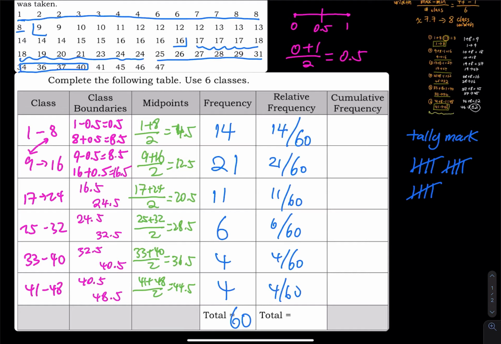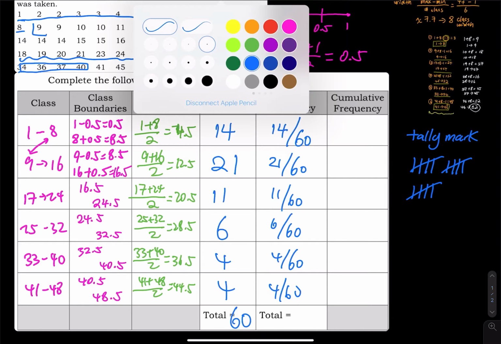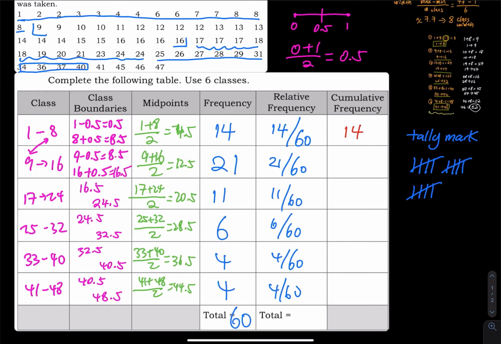And then cumulative. What is cumulative? Cumulative means addition, adding things up. Put one on top of each other. So first, we start at 14 because the first frequency is 14. And then you add the 14 to the 21. 14 plus 21 equals 35.